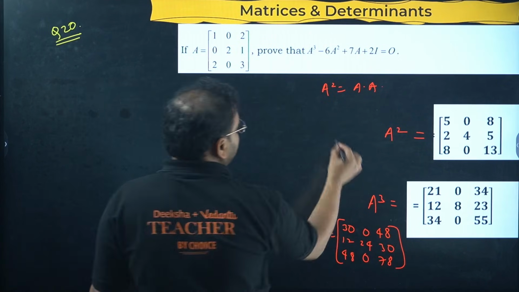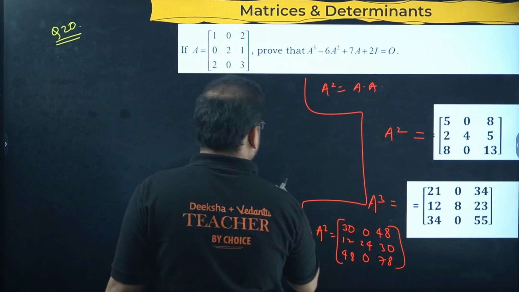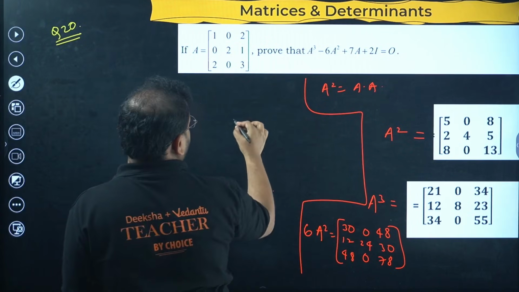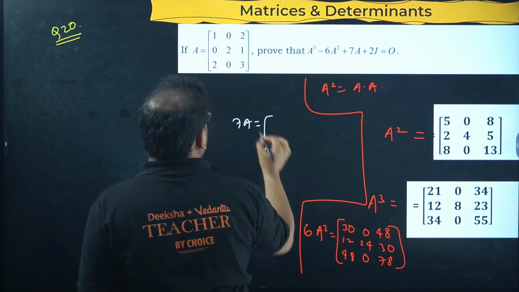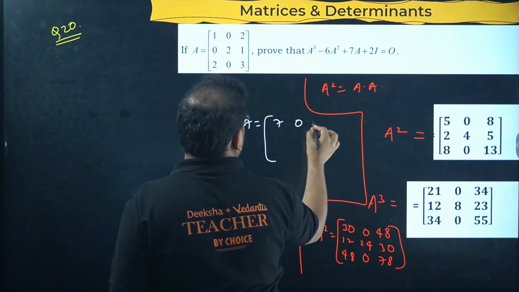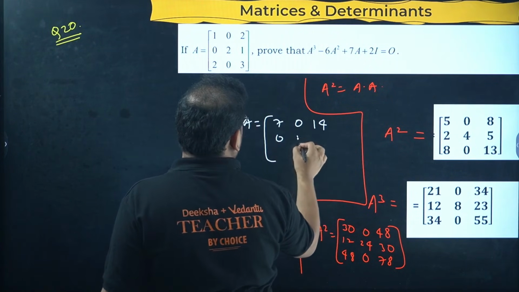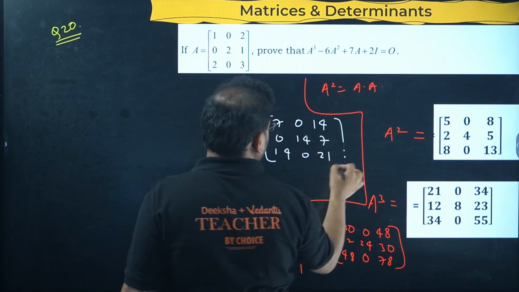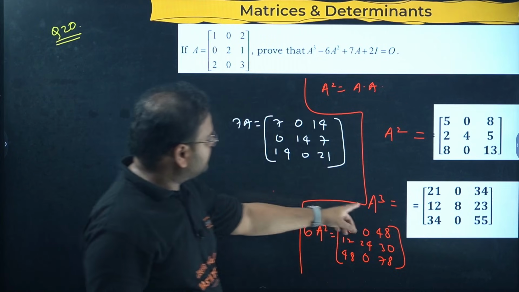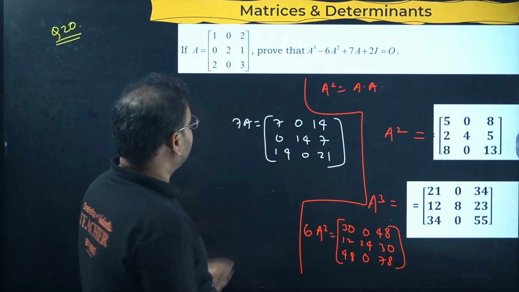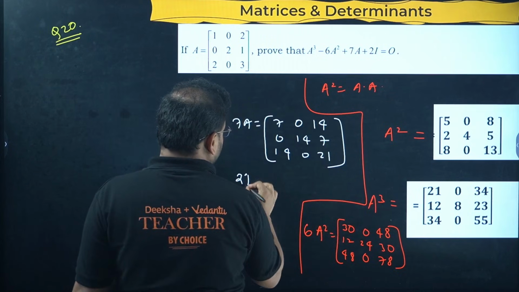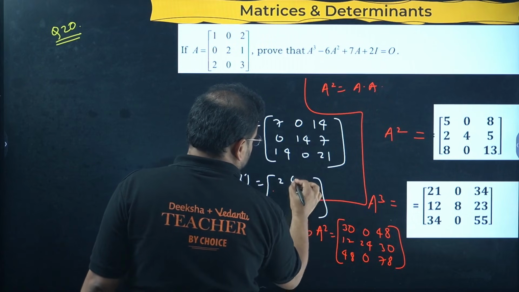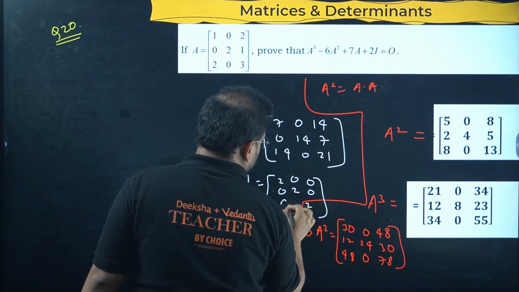Now 7a, can you find 7a also? Let's find 7a also. Let's see how can we solve this question. 7a. When you go with 7a, you're gonna get this value as 7 0 14 0 14 7 14 0 and 21. So you have a cube, you have 6a square, you have 7a, and you did 2i also. So 2i is very simple. 2i is 2 2 2, and rest all is 0 0 0 0 0 0 0.